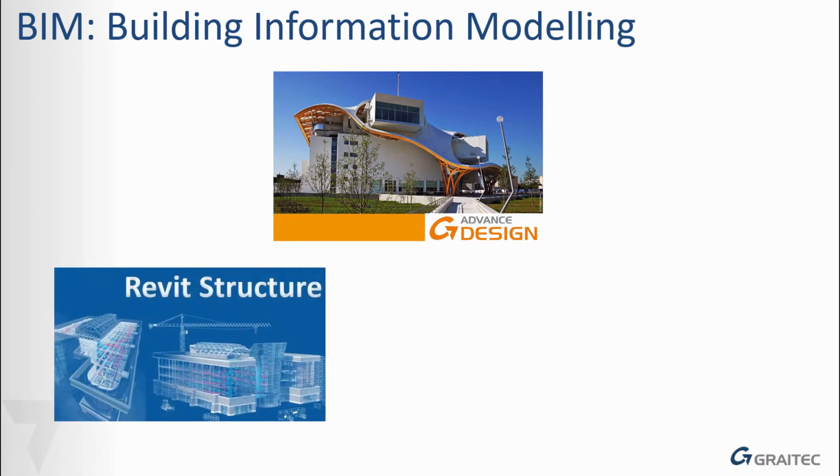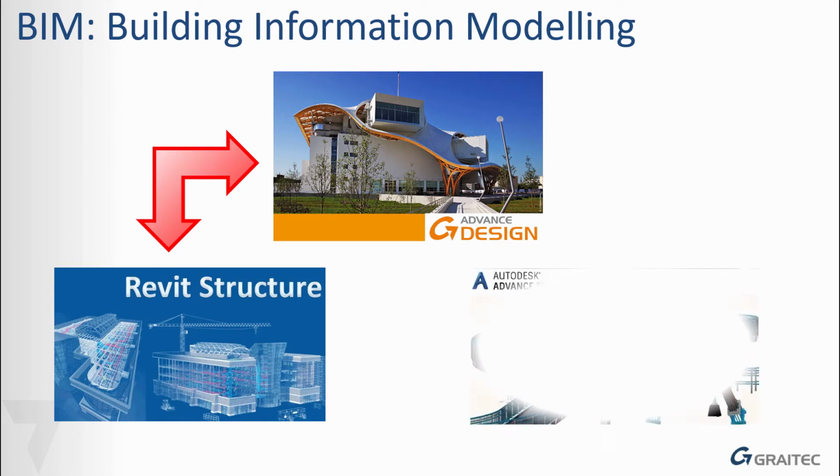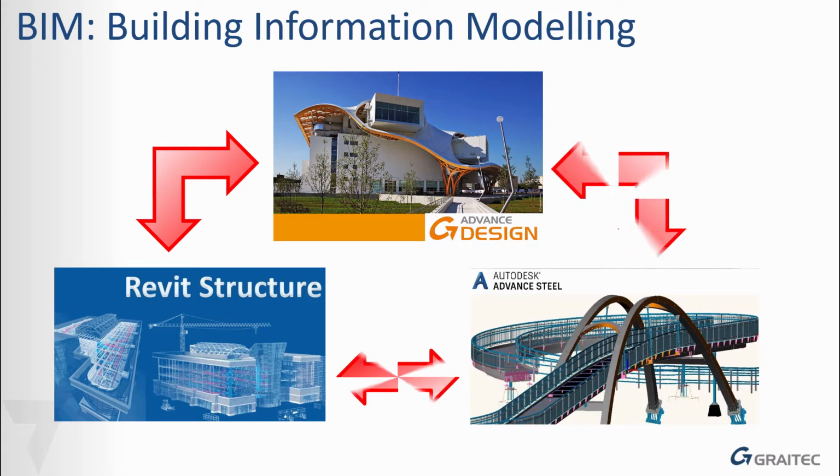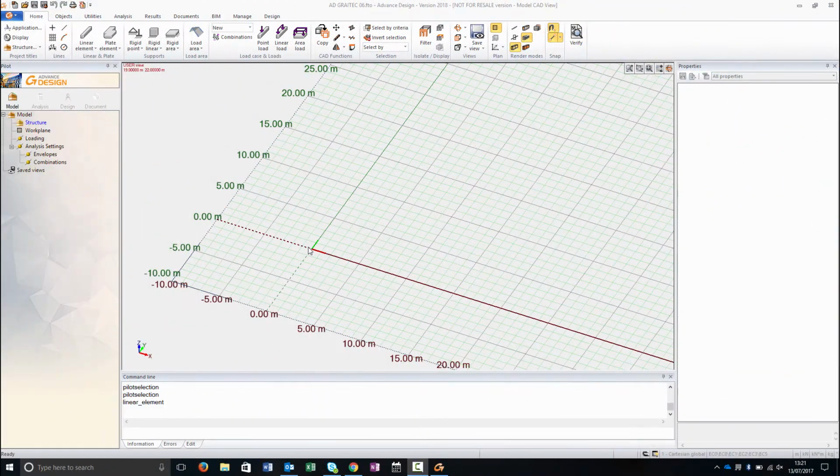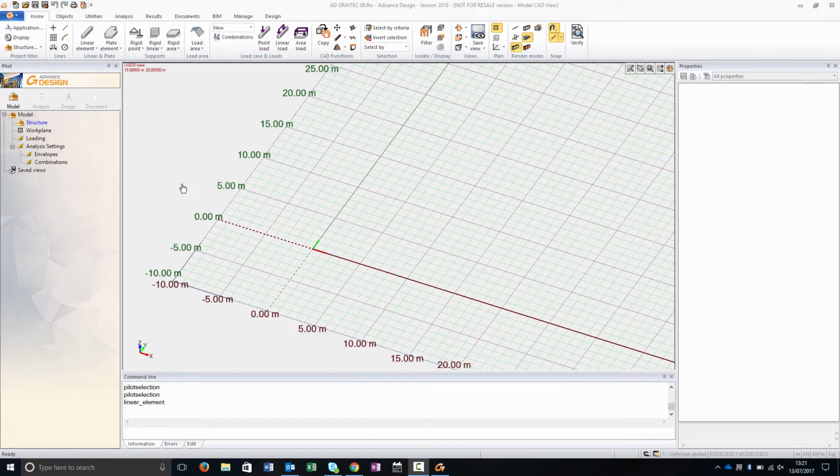In particular, we are going to create a model in Advance Design and then export it to Revit, where we are going to check and make some changes, and then come back to Advance Design and synchronize the model, updating all the information. Once we have done this, we will run the model again in Advance Design, and we will export all the information to Advance Steel, where we are going to design some of the connections. Done this, we want to update our model in Revit, as it is our lead software, to then create the final drawings.